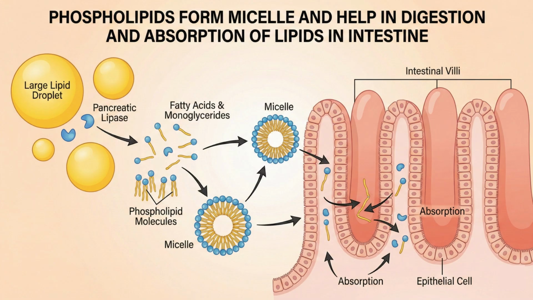Function 5 is forming micelles. In the intestine, phospholipids surround digested fats, turning large fat drops into tiny water-soluble spheres. This allows the cells lining your intestine to actually absorb the nutrients you eat.